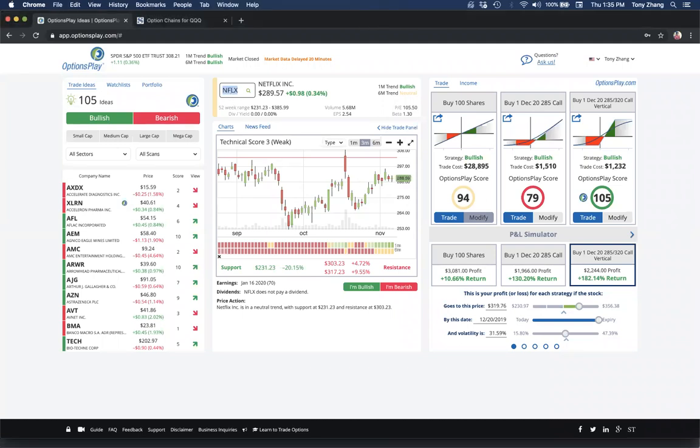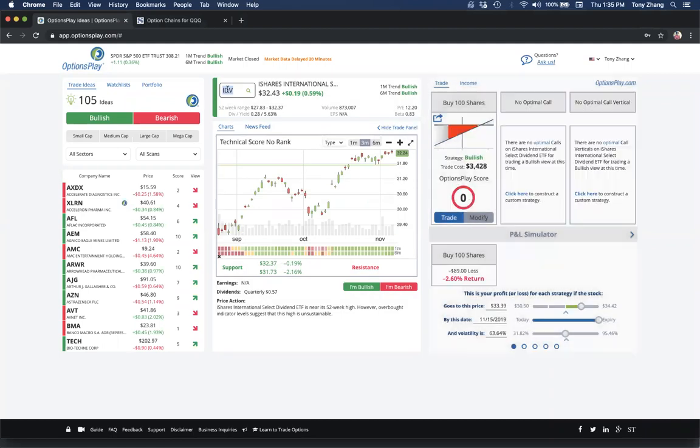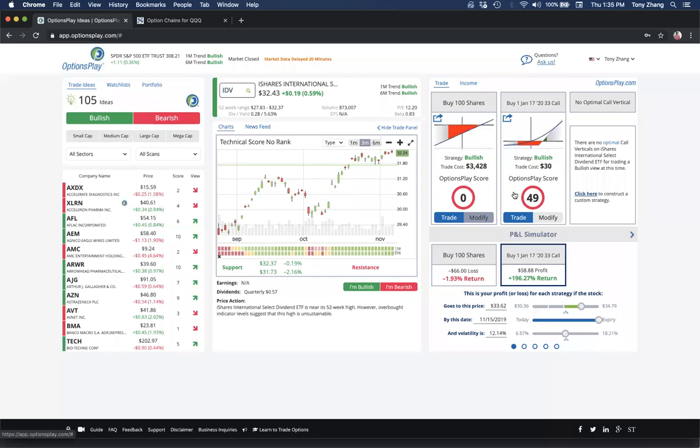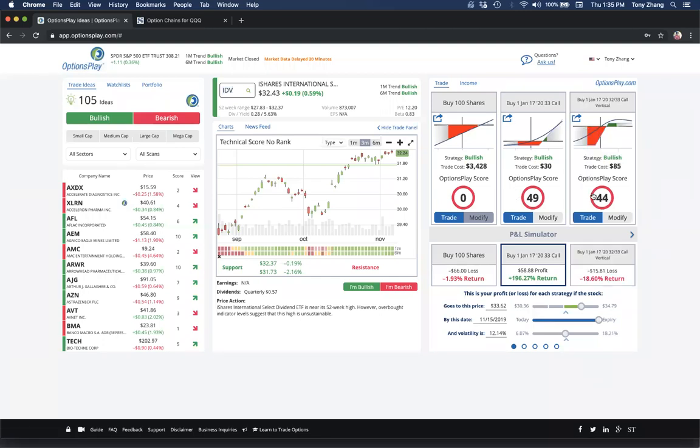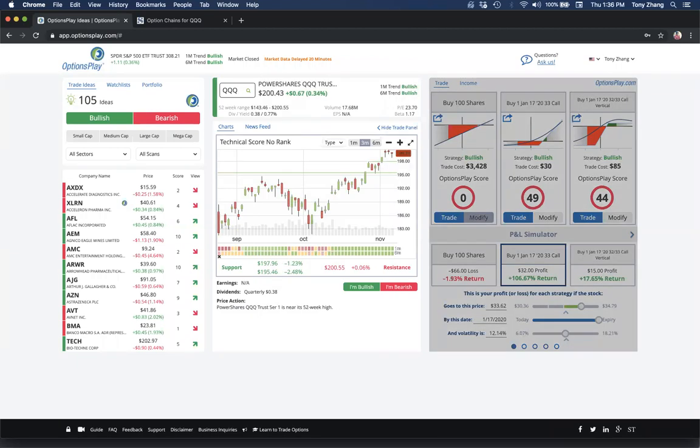Casey is asking for IDV. I'm not familiar with this. This looks like an ETF. Guess what? These options are not very liquid, and I wouldn't trade these by the message that we saw on this. So Casey, I wouldn't trade options on this particular ETF. Doesn't look like it's very liquid.